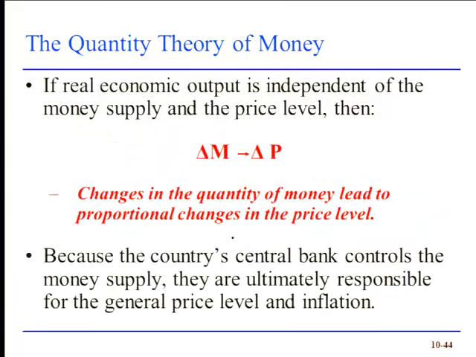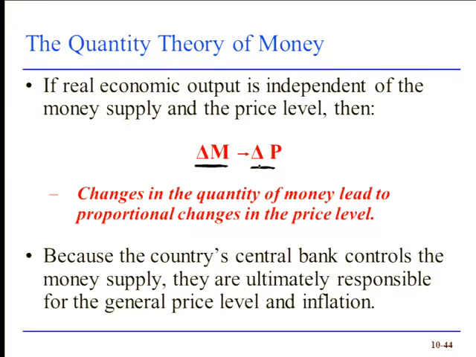Now, this also means the following. Velocity was assumed to be constant. The money supply was assumed to be exogenous. And real GDP is assumed to grow based on total factor productivity, the labor force, and the capital stock, independent of the money supply. In which case, changes in the money supply are going to lead directly and proportionally to changes in the price level.